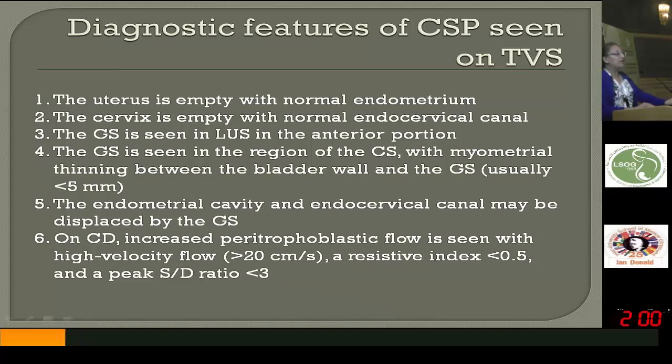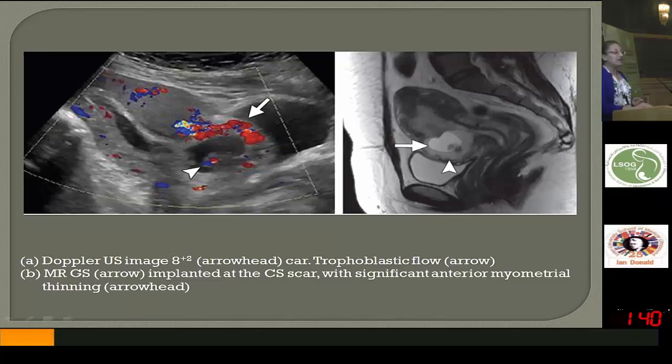Diagnosis of cesarean pregnancy: the uterus should be anterior, the cervix is anterior, and the sac should be in the area of the lower uterine segment, in the area of the scar. And usually there is thinning of the myometrium anterior to the sac. And sometimes the uterine cavity is empty, separate from the sac. This is a typical cesarean scar pregnancy.